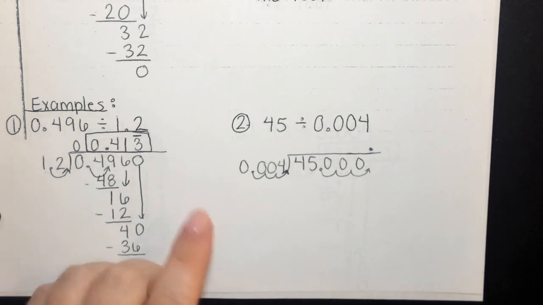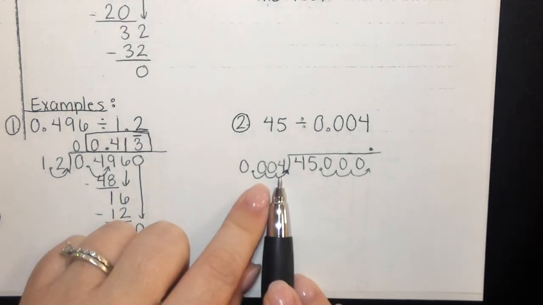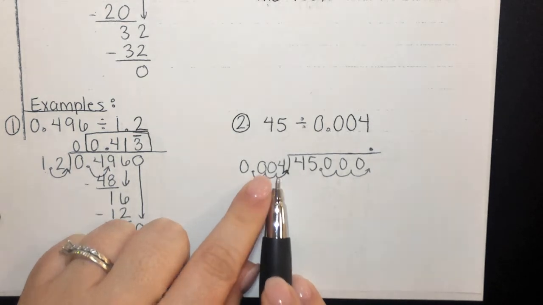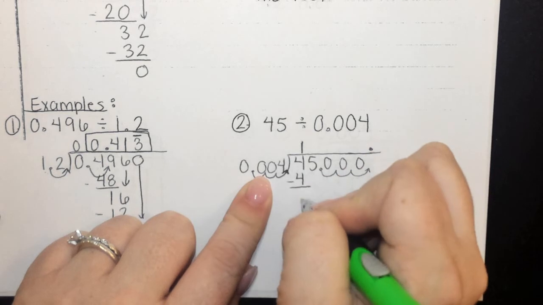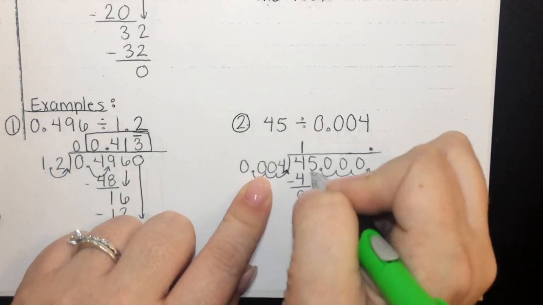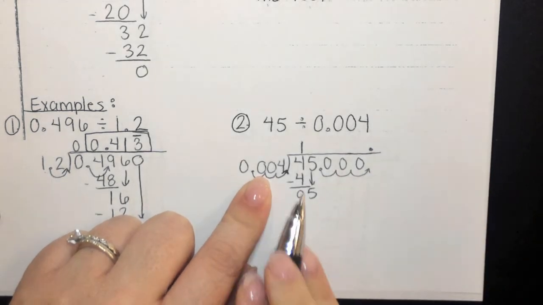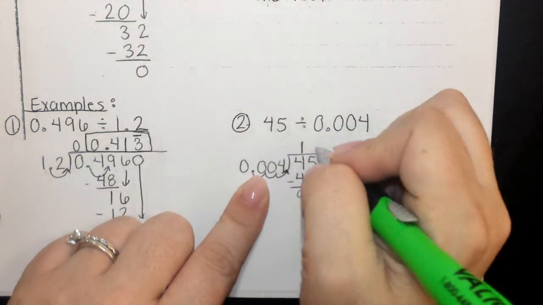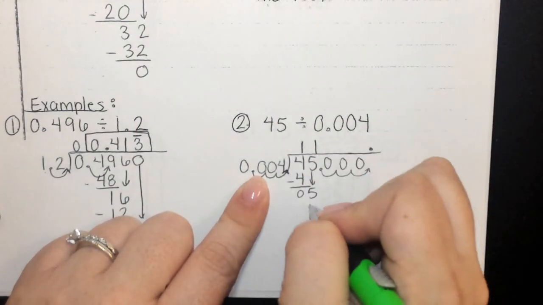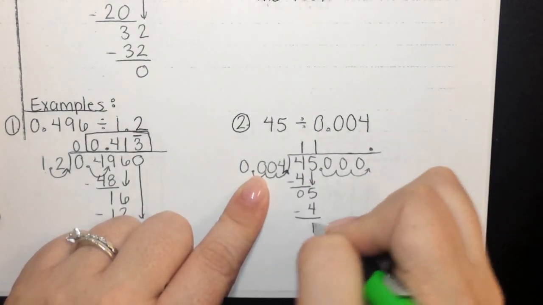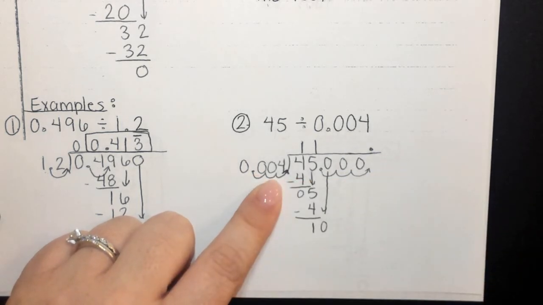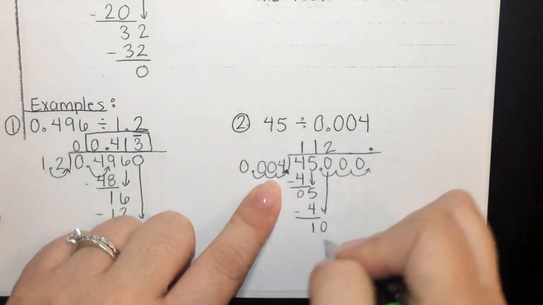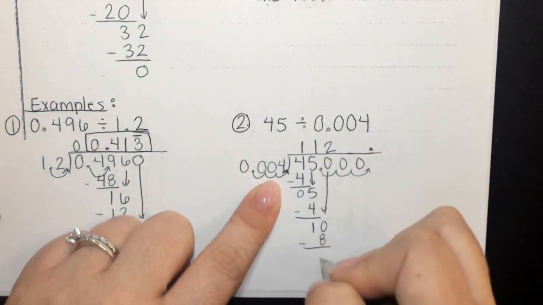All right. Okay, so what number am I dividing this time? 4. 4 will go into 4 one time. 1 times 4 is 4. I'm going to go through this kind of quickly. So that gives me 0. Bring down the 5. 4 will go into 5 one time. 1 times 4 is 4. When I subtract, I get 1. Bring down the 0. 4 will go into 10 two times. 2 times 4 is 8. When I subtract, I get 2.